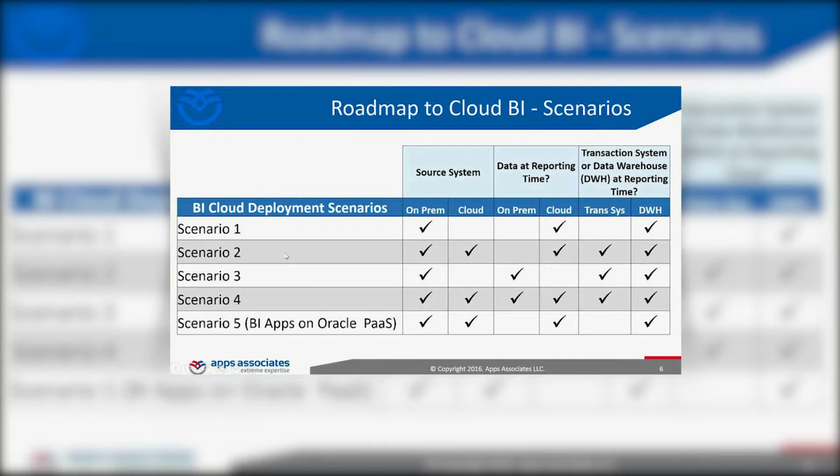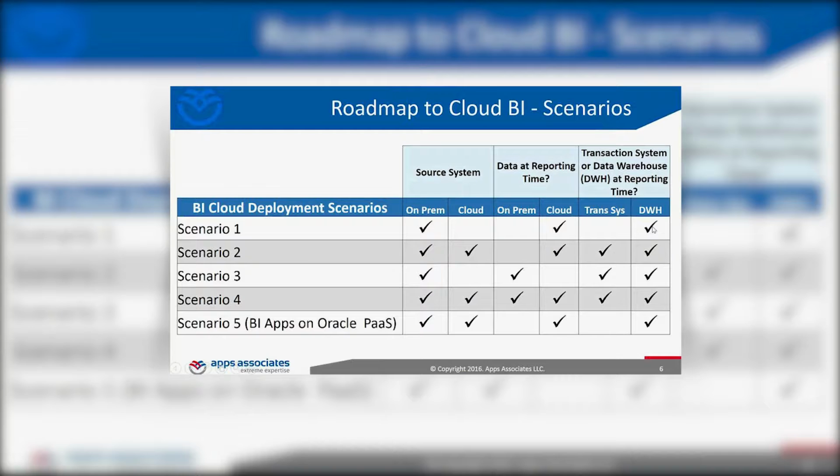Each of these scenarios we will talk about today is basically the answer to three questions. Where's the source system? Where's the data at reporting time? It has to be somewhere. I think we all know that. And is that data in a transaction system or a data warehouse?